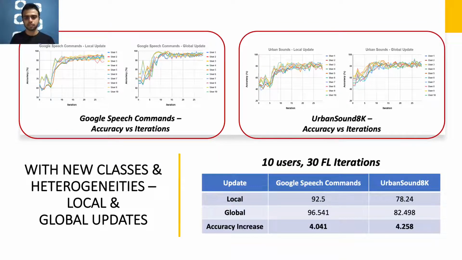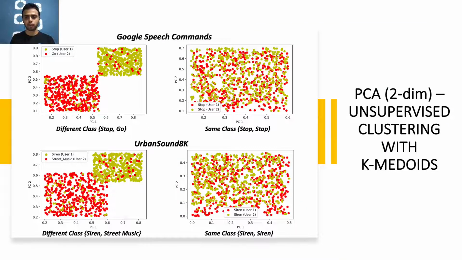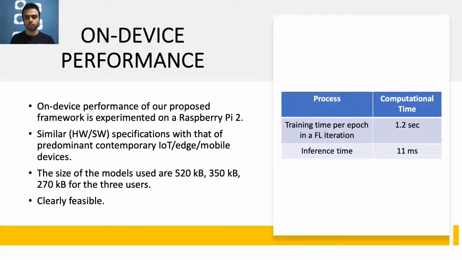After creating anonymized data impressions on newly reported classes, unsupervised clustering with k-medoids algorithm is performed. PCA visualizations are seen here to distinguish between them. We can also observe the Raspberry Pi 2 computation times and model sizes for federated learning epochs and inference with our proposed framework.